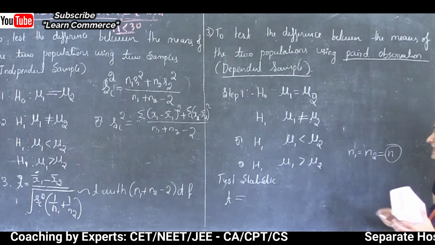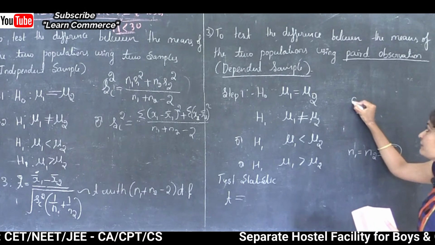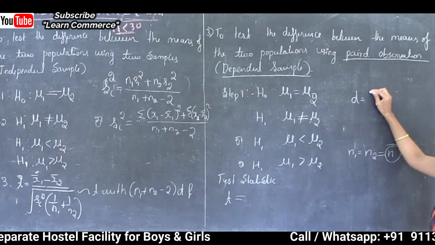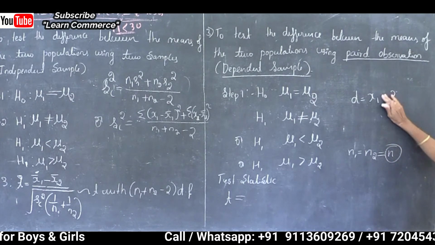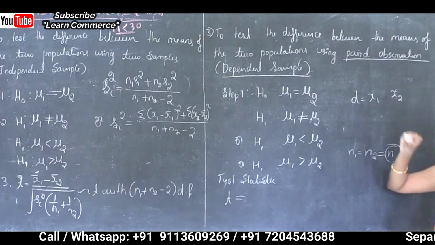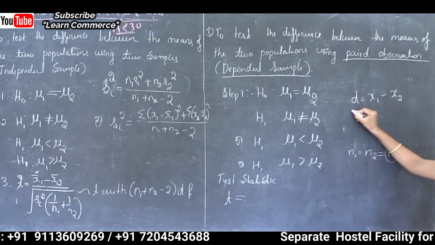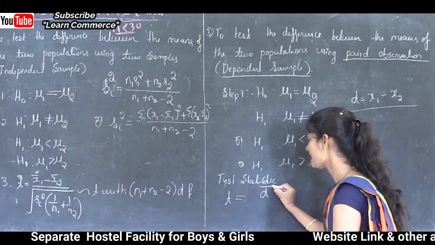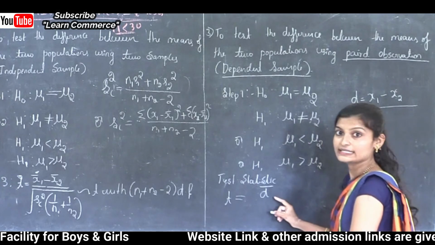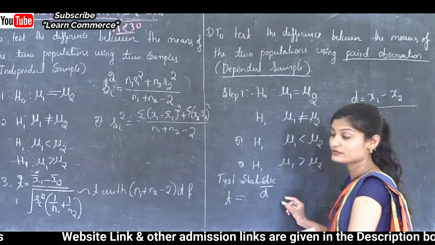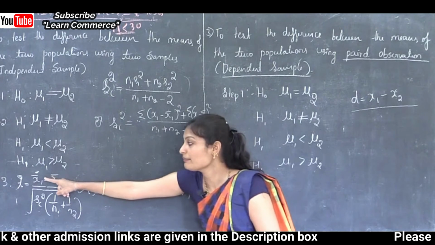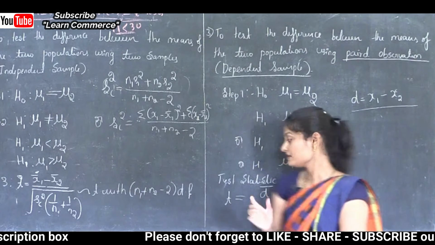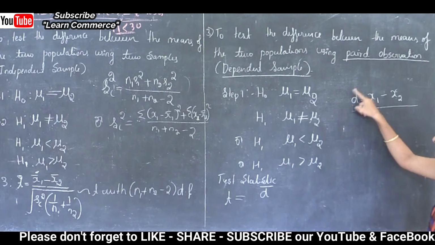If sample sizes are equal, we have to find differences of the two sets of observations. The sets of observations are denoted by x1 and x2. Then how to identify differences? That is x1 minus x2. This is the difference. So here the T formula is D bar. D bar is the mean of differences of samples. And D is just the difference.